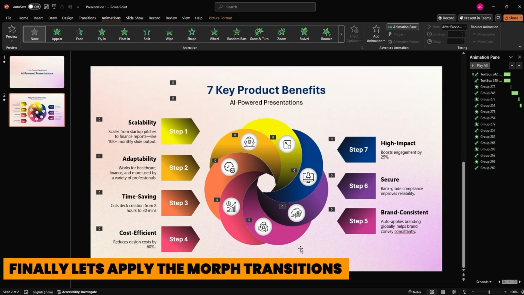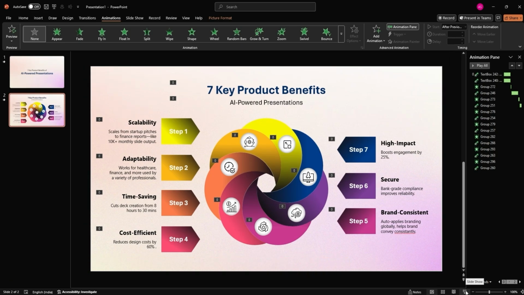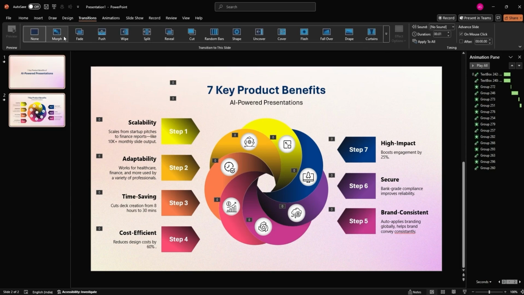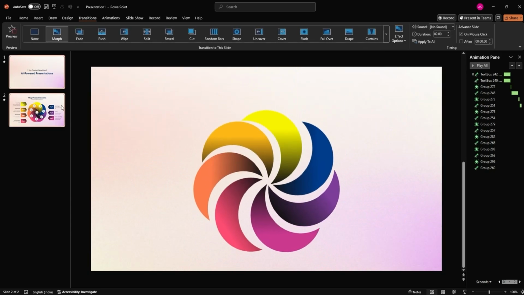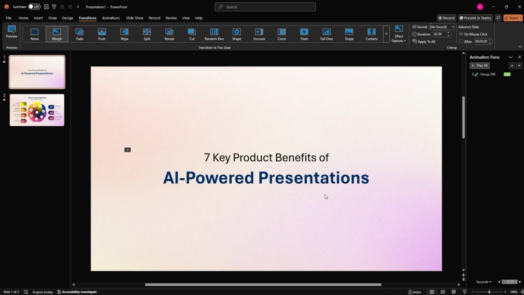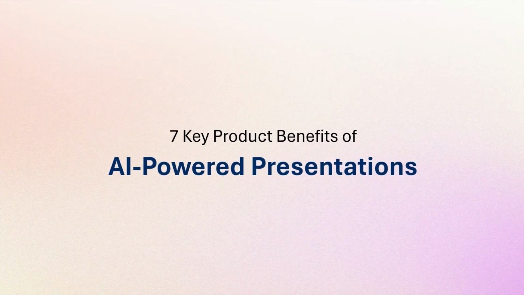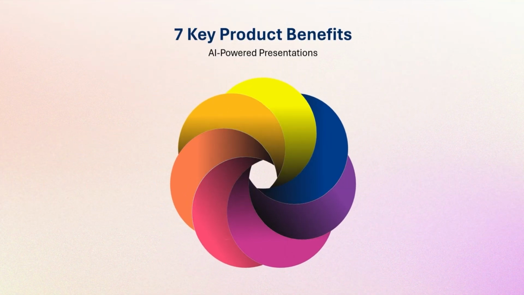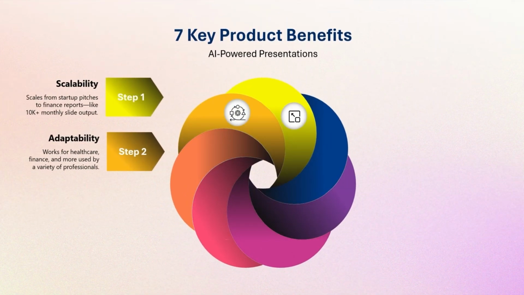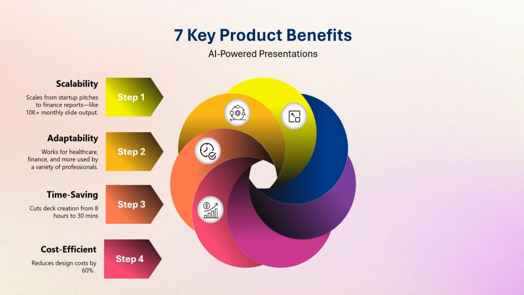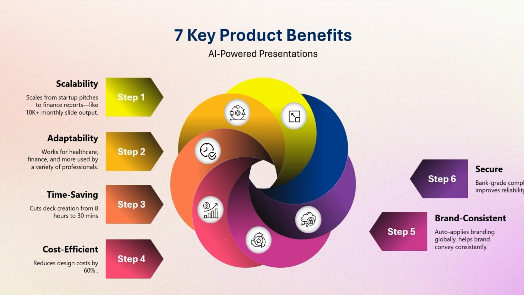Finally, let's apply the Morph transitions. Select both slides, go to Transitions, and apply Morph transition. Click Slideshow to preview the final animation. And there you have it, a stunning animated key benefits slide in PowerPoint. This effect will grab attention and make your presentations stand out.